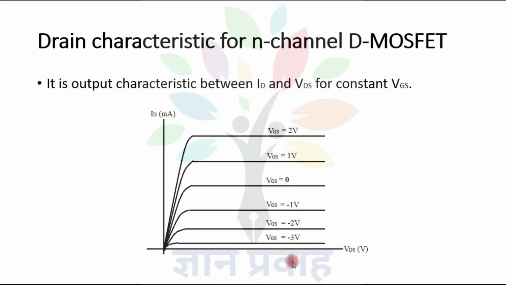This one is the cutoff region. When current ID equals 0, or drain current is 0, it means cutoff state, or there is no current conduction. This one is the linear region or ohmic region, where current ID is increasing proportional to VDS voltage. And this region is the saturation region. The MOSFET is used as an amplifier in the saturation region by selecting the appropriate Q point.